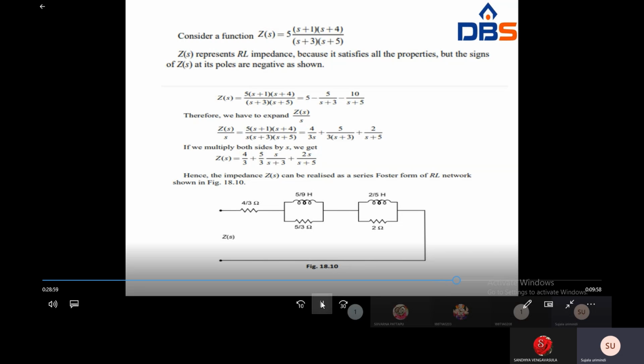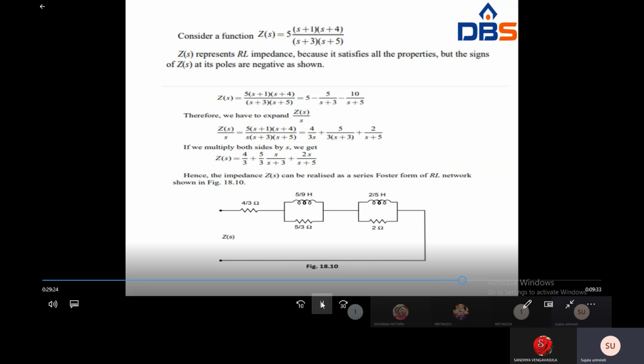If the numerator and denominator coefficients are equal, that is S square, then you have to expand Z of S by S. So you have to multiply and divide both sides by S. Then you get 5 into S plus 1 into S plus 4 by S into S plus 1 into S plus 4. Then you have to take the partial fractions for this equation.